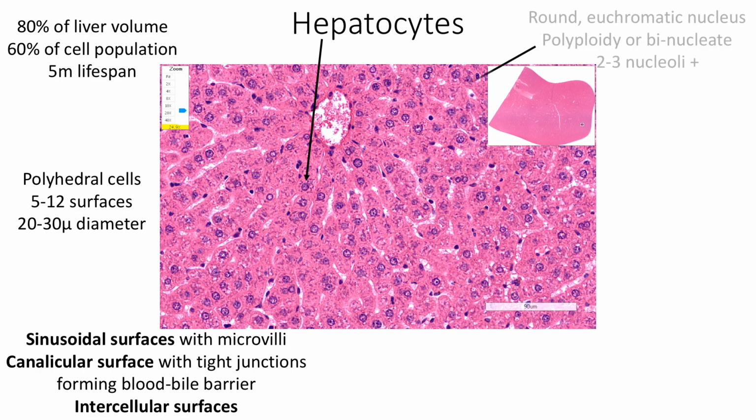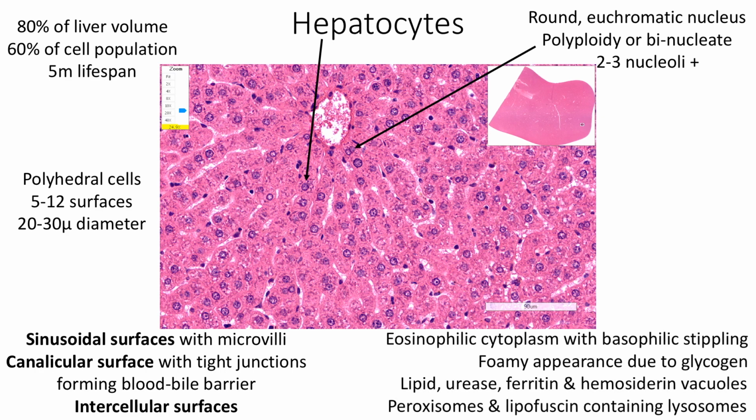These cells show a round euchromatic nucleus with 2 to 3 nucleoli. Tetraploidy and binucleate cells are also commonly seen. Cytoplasm is eosinophilic due to the presence of smooth endoplasmic reticulum, Golgi apparatus, and numerous mitochondria, which suggest high metabolic activity. Basophilic stippling is seen here due to the presence of rough endoplasmic reticulum and free ribosomes, which are required for the synthesis of plasma proteins.